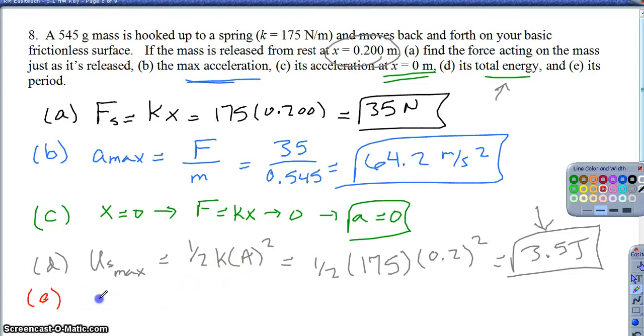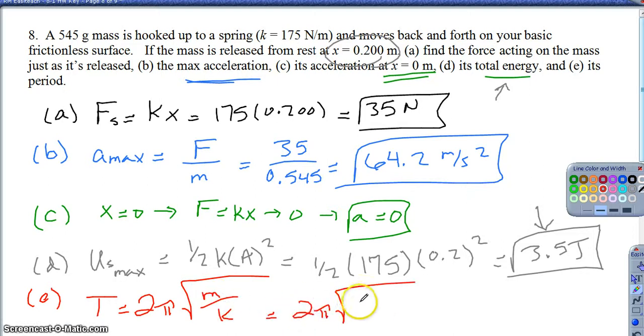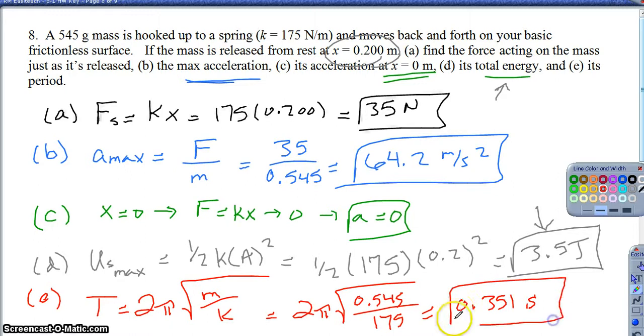Right. So then finally part E, its period, and its period is just using the period equation. So T equals 2 pi times the square root of m over k. So take advantage of that period equation, 2 pi times square root of my mass, which is 0.545, divided by my spring constant, which is 175. Right, so I find my period is about 0.351 seconds, so you can take it a little bit further. But again, hopefully this question is pretty straightforward, pretty easy to work with.